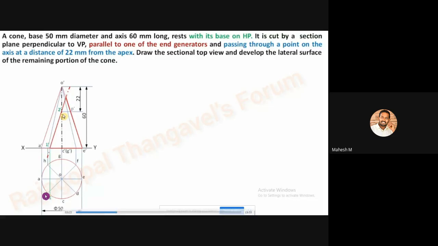So we can mark this one as 1, and you have to project this cutting point towards the end generator, because it is available on the axis itself. So we can't directly project this. So we have to project up to the end generator with the horizontal line. Then you have to project that particular point towards the horizontal line available on the O point.